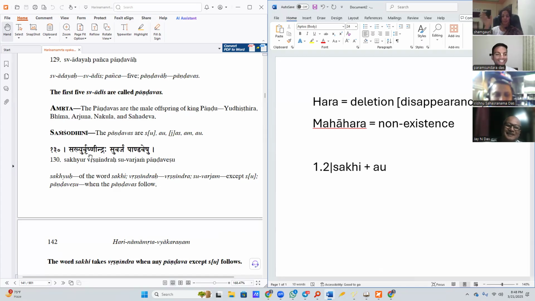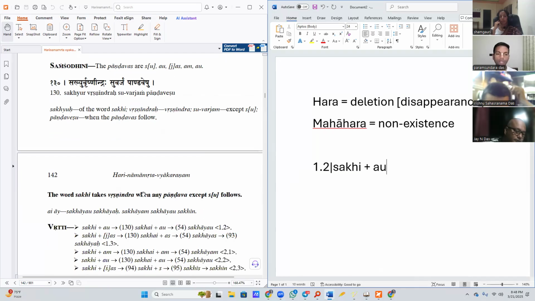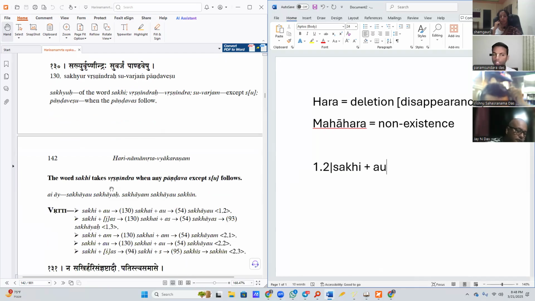So that's actually given by Jiva Goswami himself. So it's a very nice understanding. Sakhar Vishnendra Suvarjam Pandaveshu. The word Sakhi takes Vrishnendra. Okay, when we say the word Sakhi takes Vrishnendra, what does that mean? Sakhi, the whole Sakhi word becomes Vrishnendra, or what? What do you understand when it says the word Sakhi takes Vrishnendra? Which letter takes Vrishnendra?